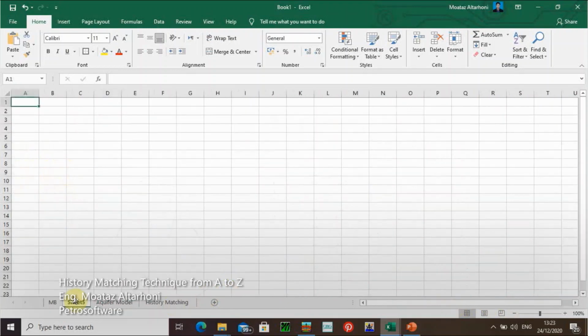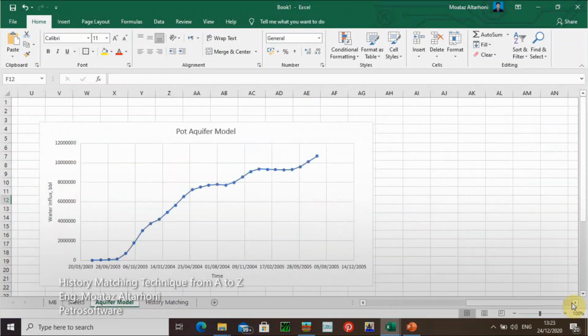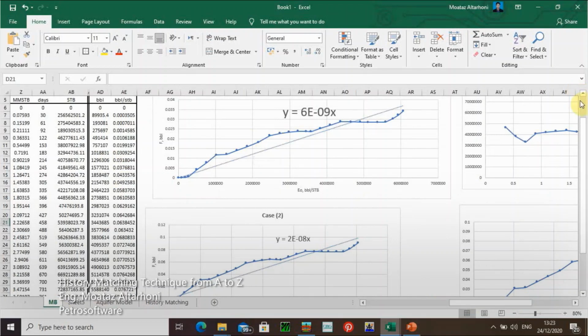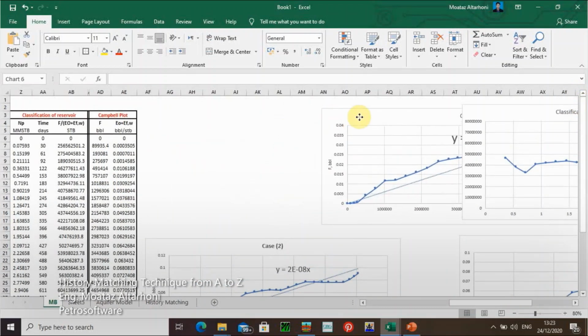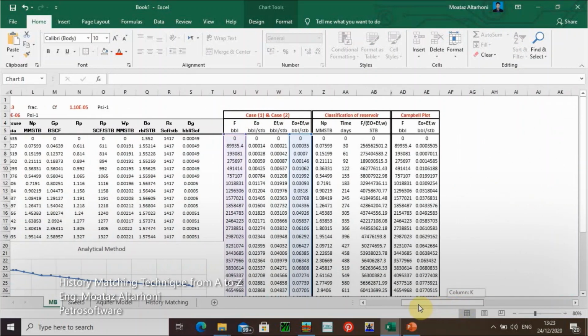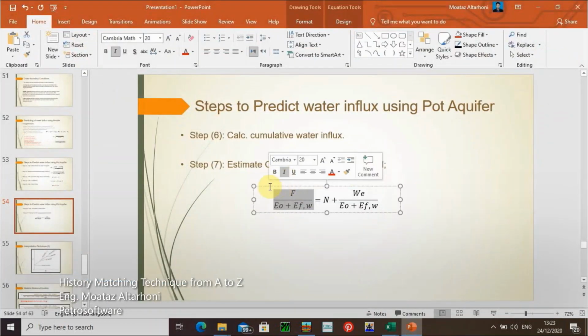What's the next plot I need to generate here? Okay, maybe I need to use this here, or I will go back to here, add the case, adding water influx. What I need to calculate here by using this equation. So this equation, because I will add the water influx volumes.